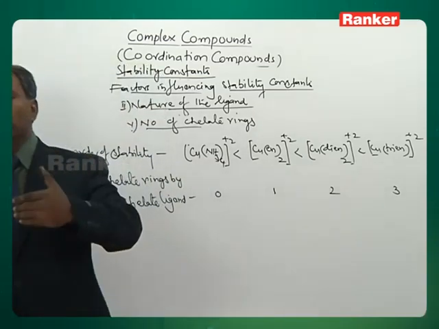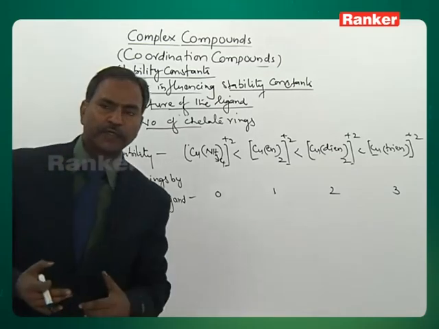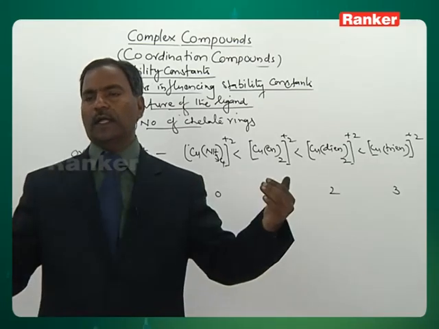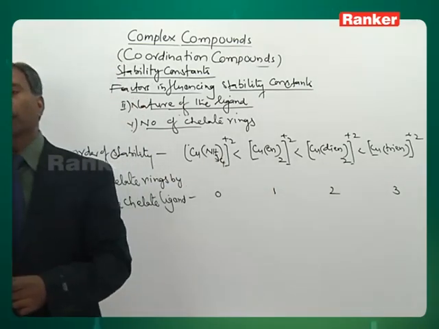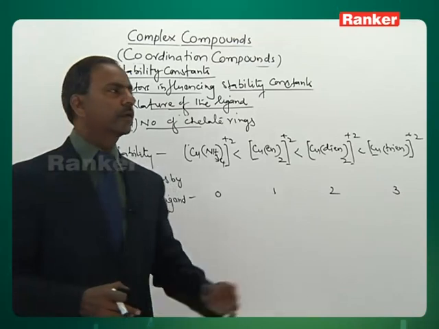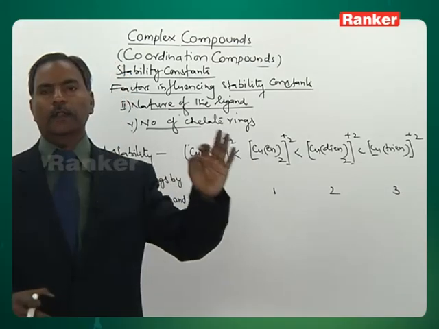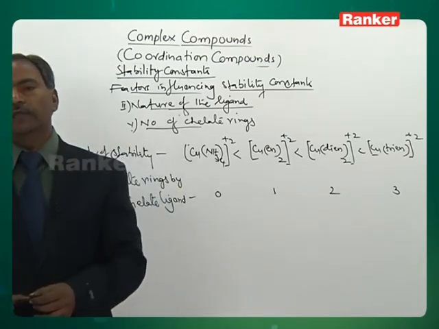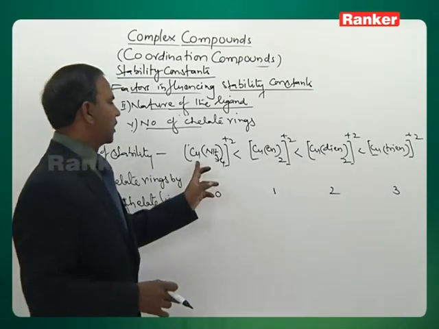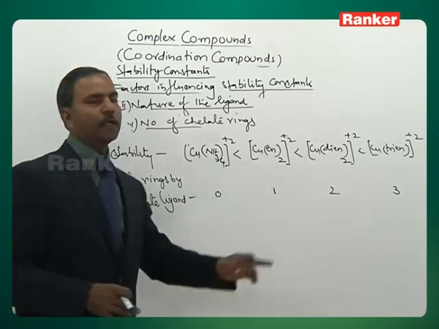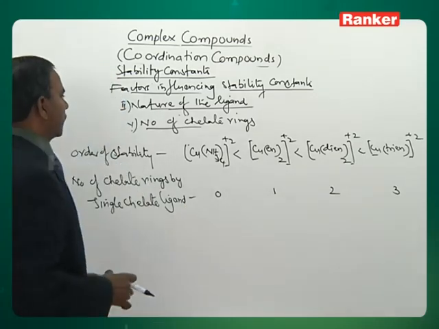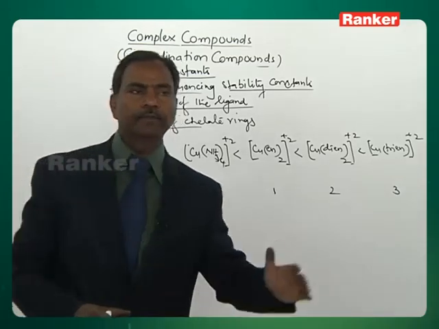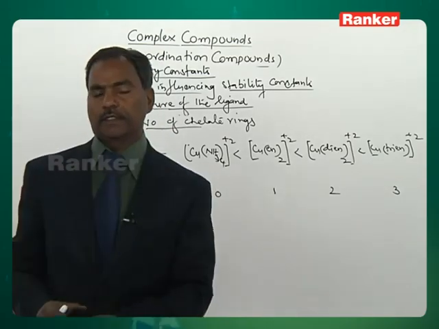So the number of donor atoms linked to the metal is increasing, the number of rings is increasing, and to break that ligand from the metal requires more energy. Therefore, in this order of stability, the greater the number of rings formed by a single chelate ligand, the more highly stable the complex. This is how the stability constants are influenced by the nature of the ligands.